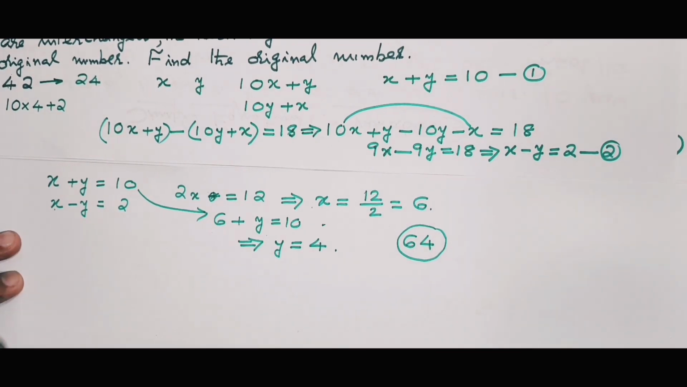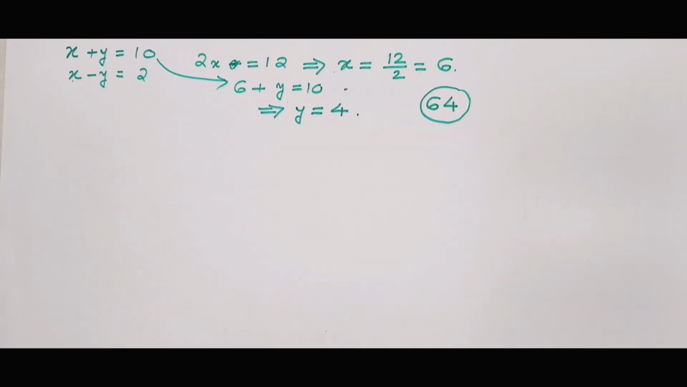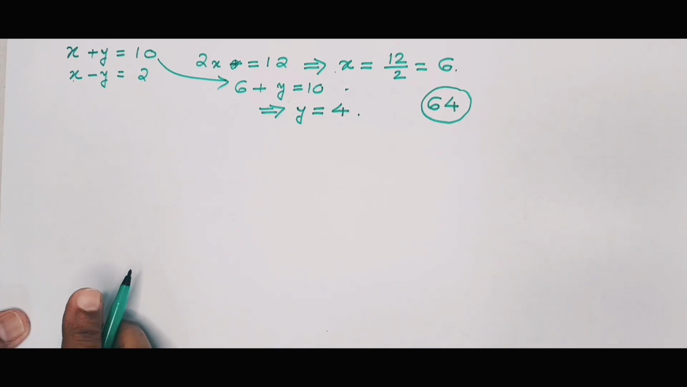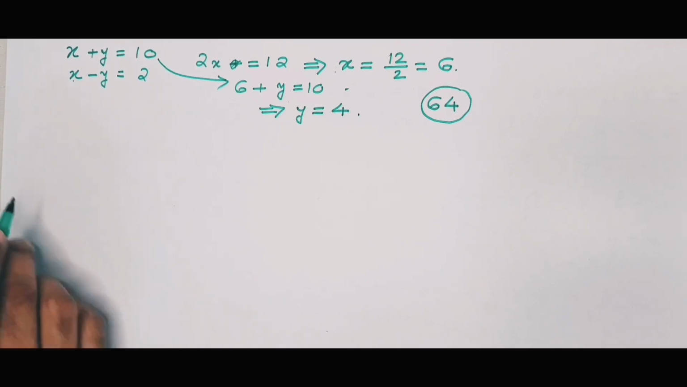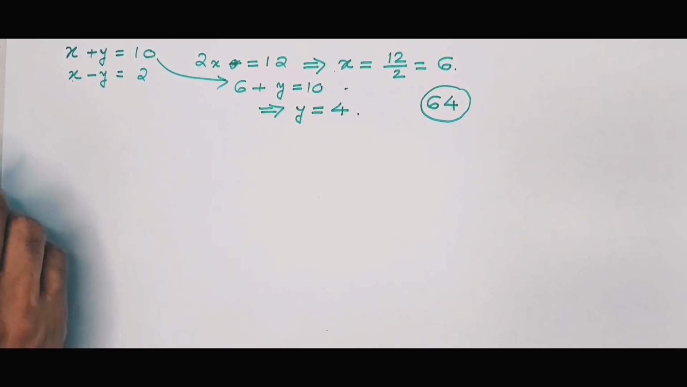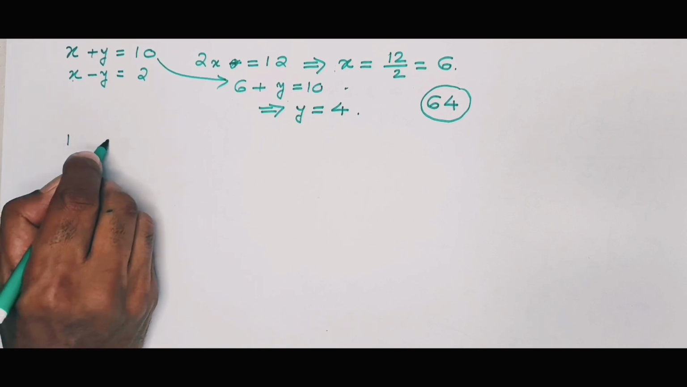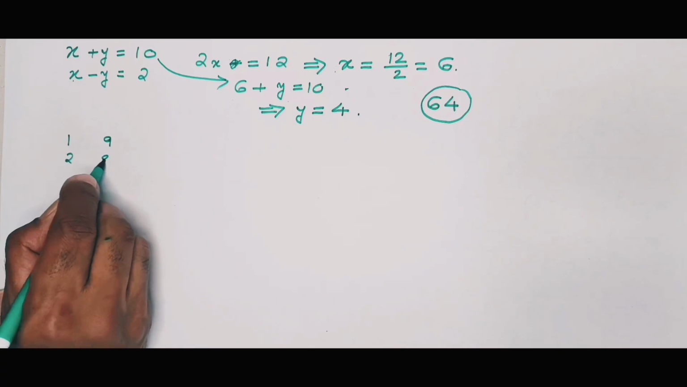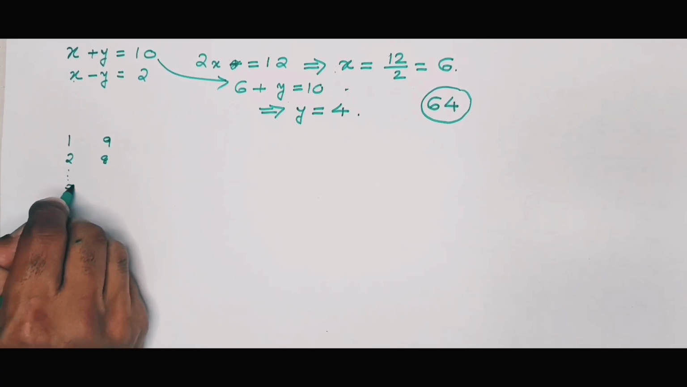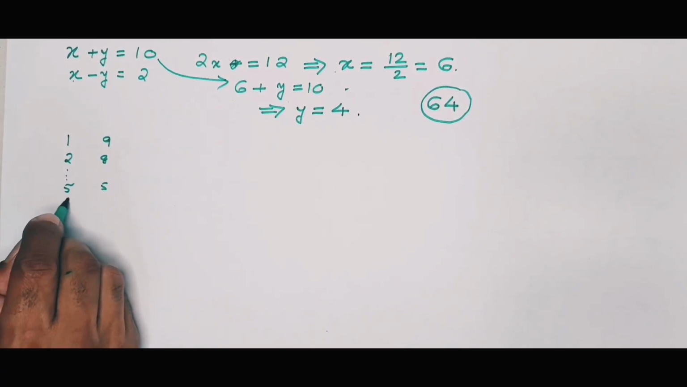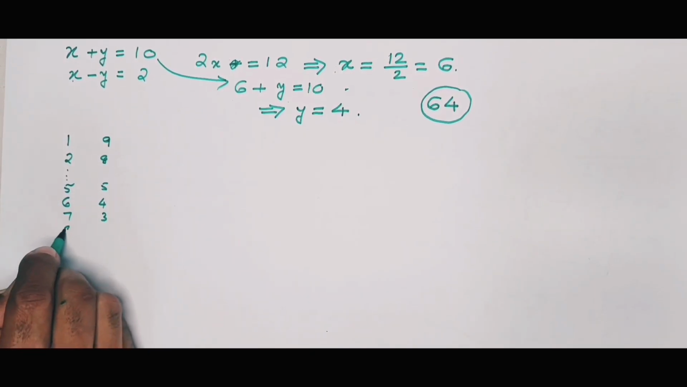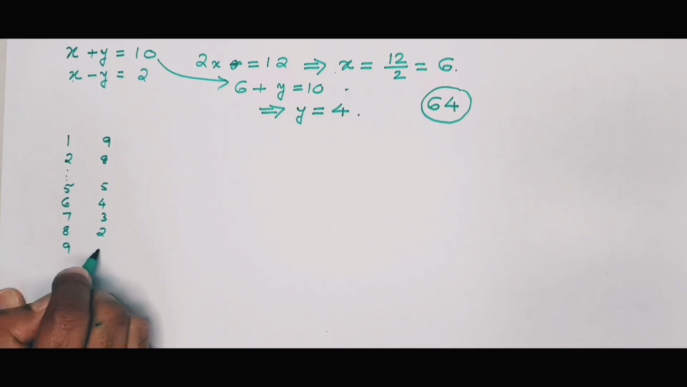Now there is another approach to getting this answer. The second method is slightly shorter. Please refer back to the question. The problem says the sum of the digits of a two-digit number is 10. What are the possible values? The possible values are 19, 28, 37, 46, 55, 64, 73, 82, 91.